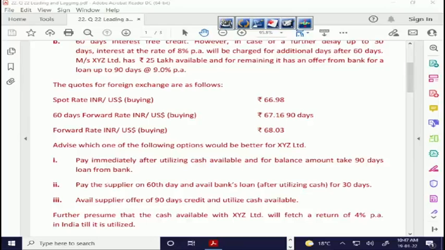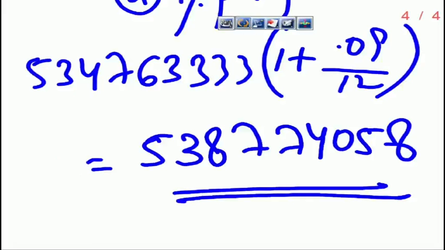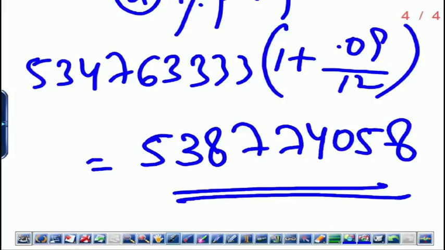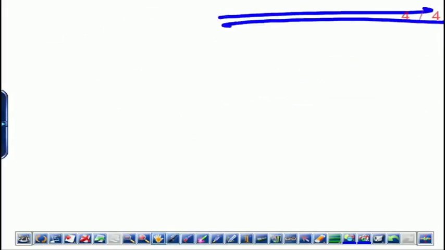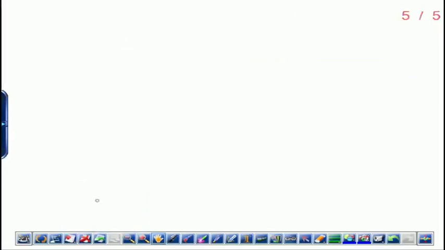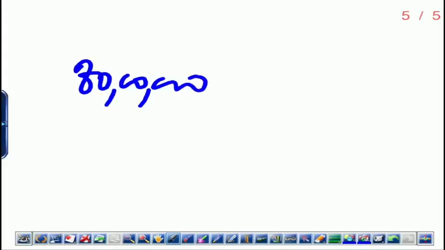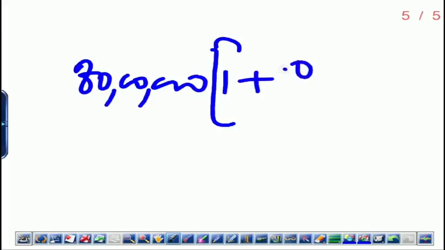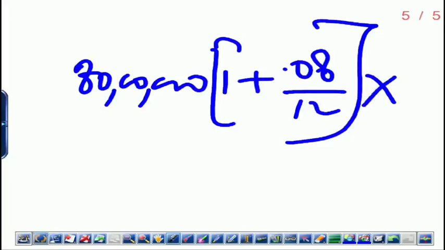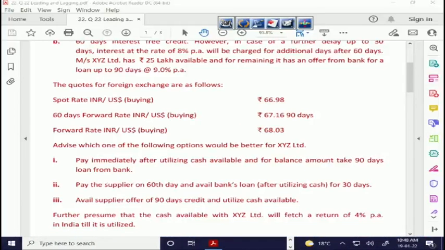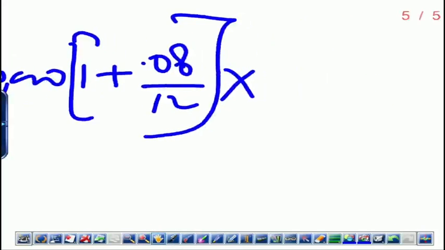In alternative 3 we are going to pay after 90 days. So it was given in the second line that the supplier will charge 8% interest. So first of all, let me find out what amount we have to pay to the supplier. So we have to pay to him 80 lakhs, bracket 1 plus 0.08 by 12. This is what we have to pay to him. And this will be purchased forward at 68.03 into 68.03.